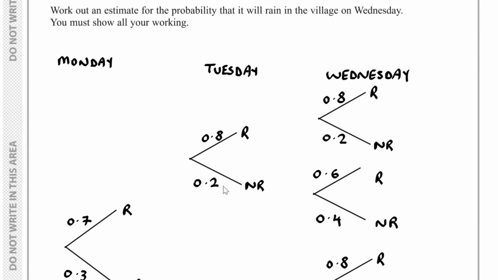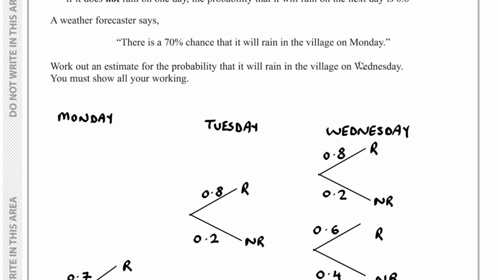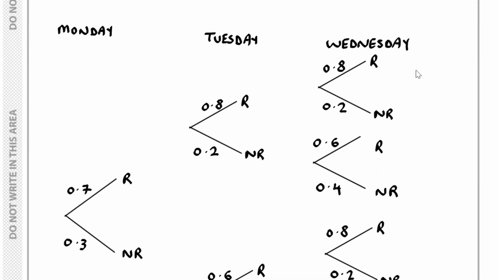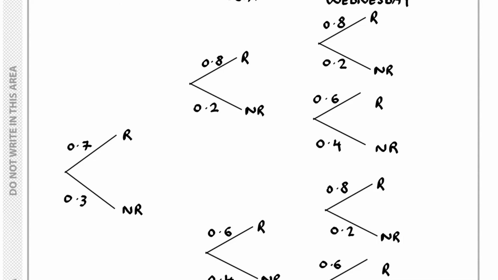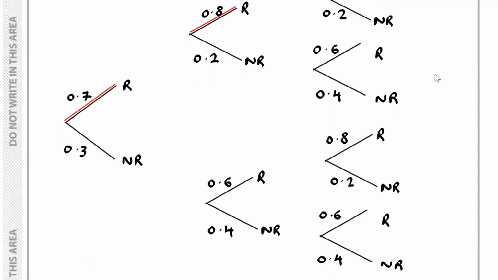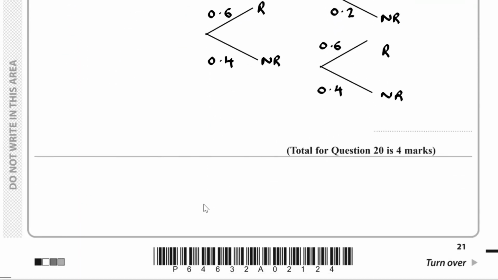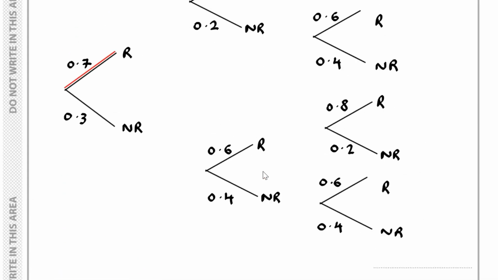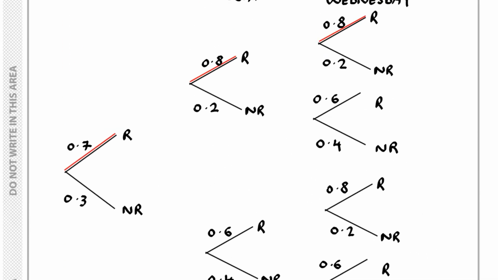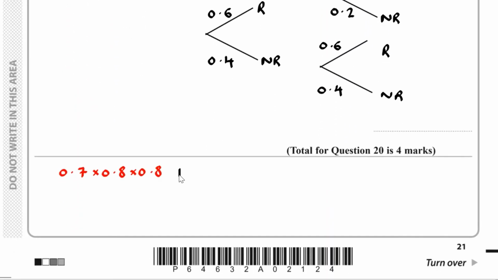So what I need to do now is find out the probability that it rains in the village on Wednesday. So let's think about how we could do this. Well, it could rain on Monday, rain on Tuesday, rain on Wednesday. So we've got 0.7 times 0.8 times 0.8. That's one way we could go about things. Now let's see if there are any other ways.